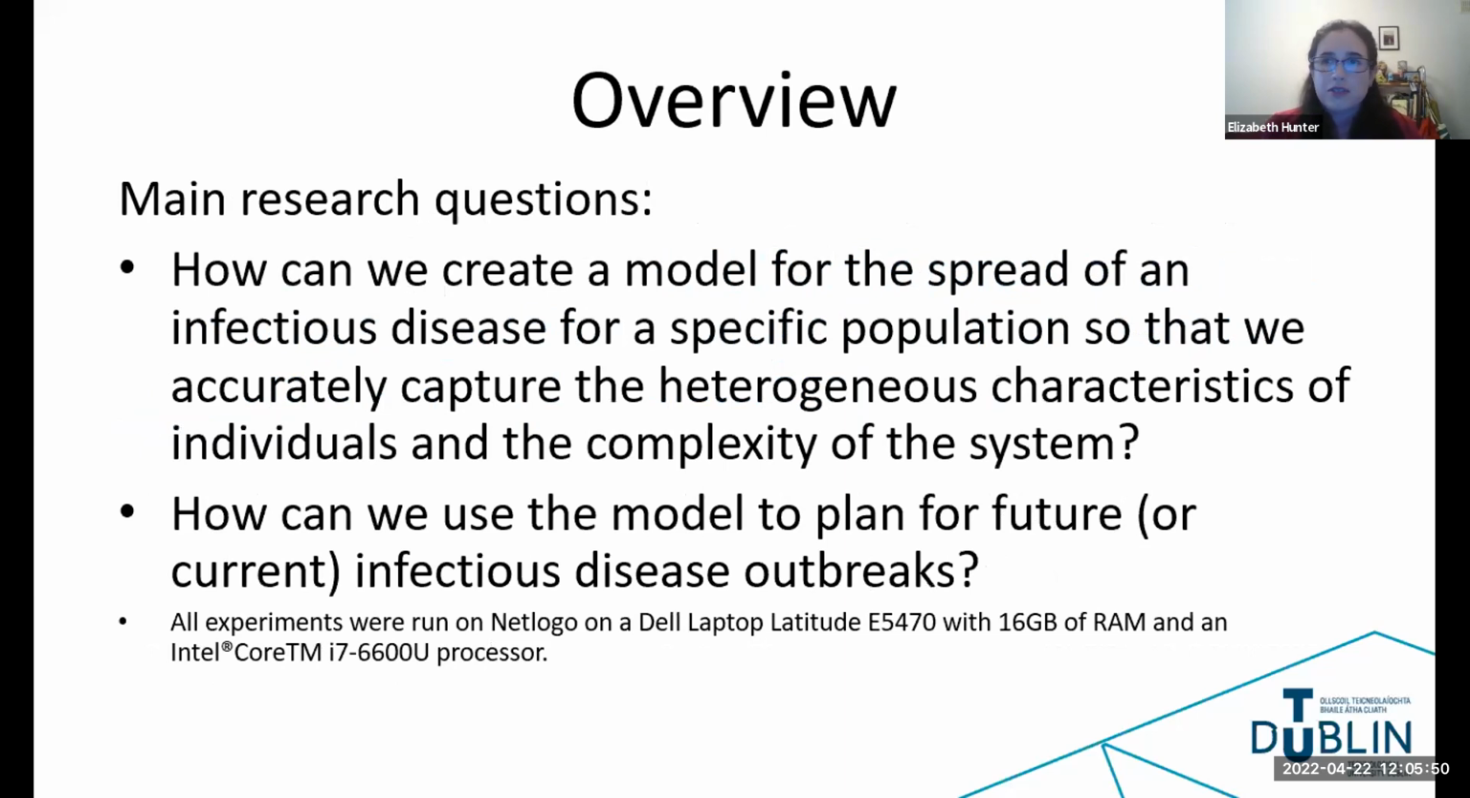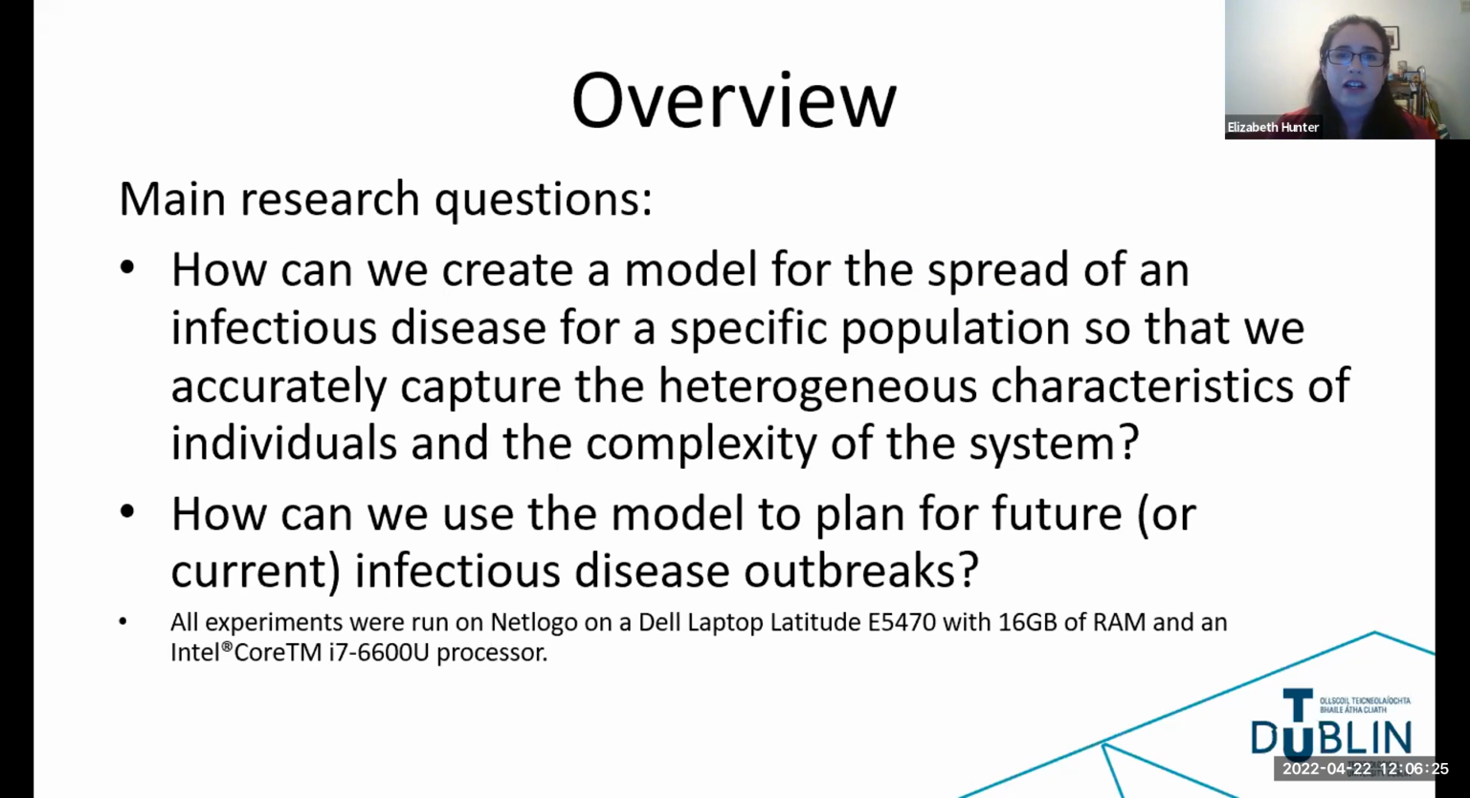So the main research question that we asked in this work was, how can we create a model for the spread of infectious disease for a specific population so that we can accurately capture the heterogeneous characteristics of individuals and the complexity of the system? That specific population was Ireland. With an agent-based model, we're modeling at the individual level from the bottom up. Those agents can have a lot of different characteristics and behaviors, and interactions with those characteristics, behaviors, and things like the environment can help drive the spread of an infectious disease.